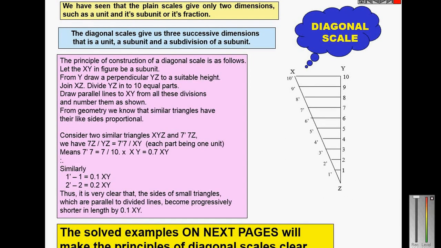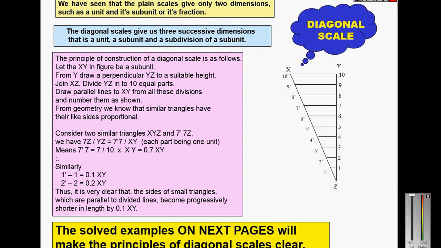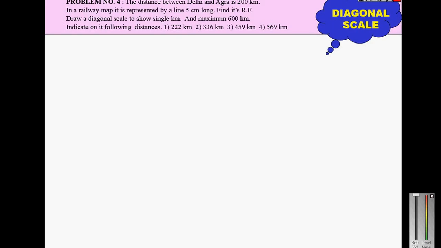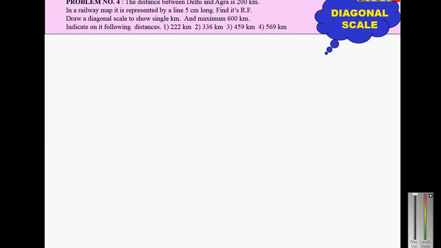So the solved examples on next pages will make the principles of diagonal scales very clear. So the first question is, the distance between Delhi and Agra is 200 km. In a railway map it is represented by a line 5 cm long. Find its representative factor. Draw a diagonal scale to show single kilometer and a maximum 600 km. Indicate on it the following distances: 222 km, 336 km, 459 km, 569 km.